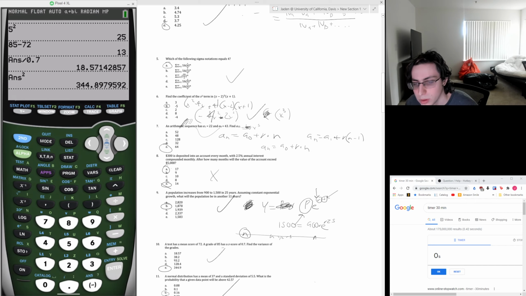Number 11. A normal distribution has a mean of 37 and a standard deviation of 5.5. What is the probability that a given data point will be above 42.5? I feel like I messed this up. Okay. Now, I actually didn't. This is something where I thought I'd messed this up.